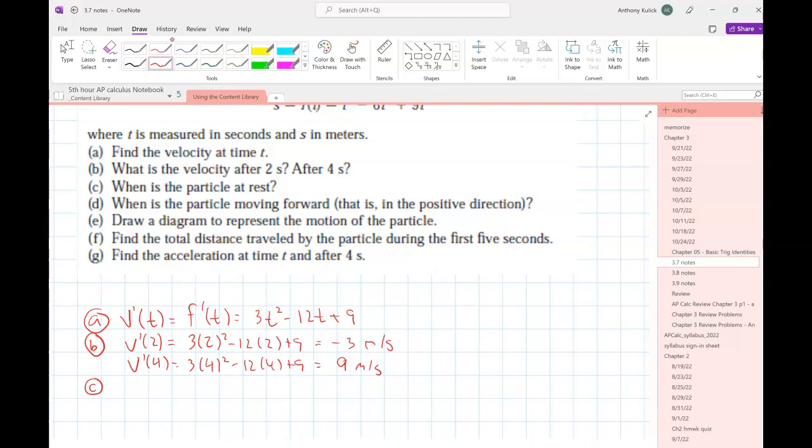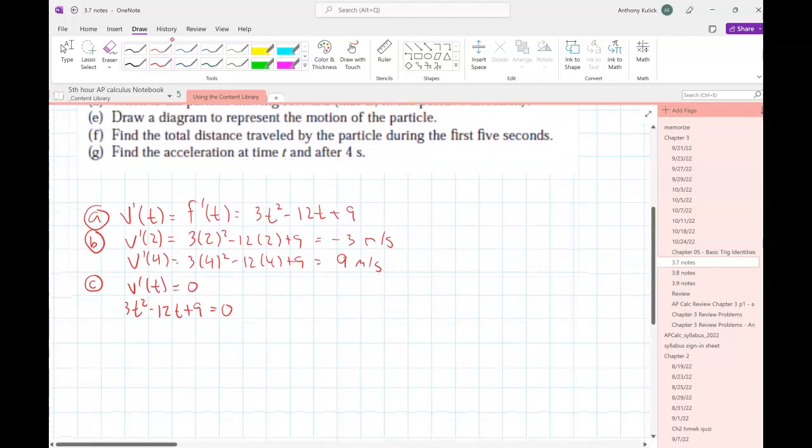Part C says, when is the particle at rest? What does at rest mean? Not moving. That would be when the velocity then is 0. So, okay. So we just need to solve the equation. 3t squared minus 12t plus 9 is equal to 0.